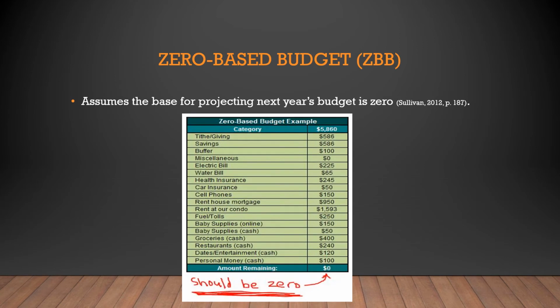On the slide, a zero-based budgeting example is provided by a monthly budget chart. At the top, the monthly income is provided, which is $5,860. The chart then lists monthly expenses, and after subtracting all the expenses from the monthly income, the balance is 0.